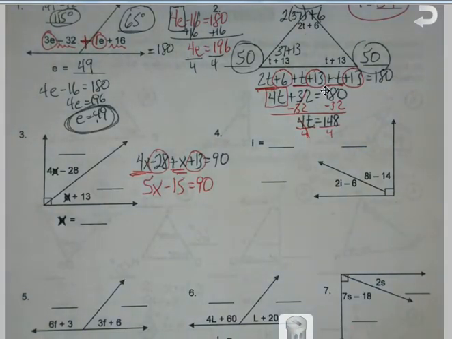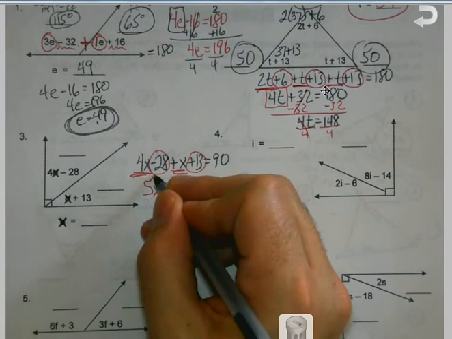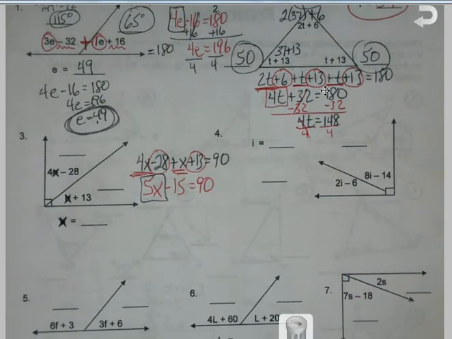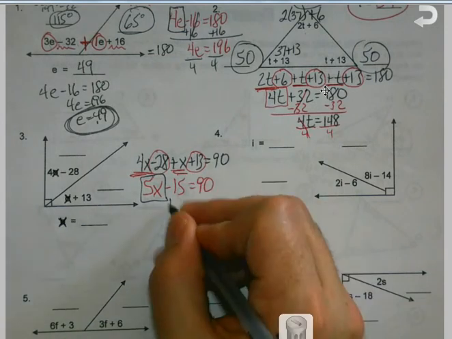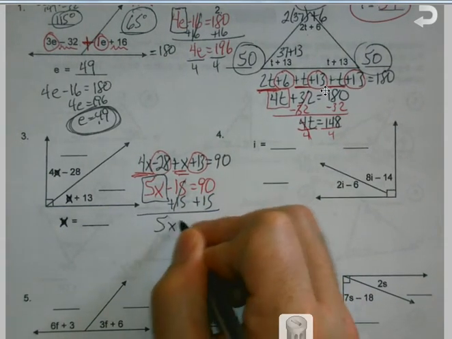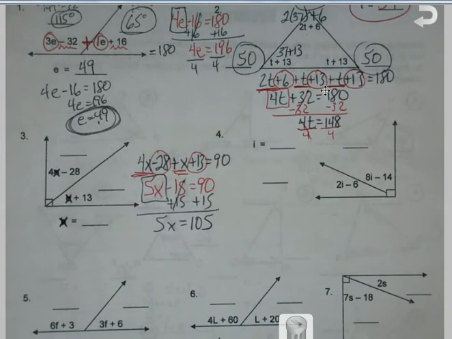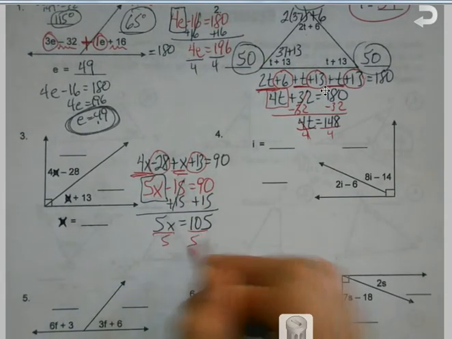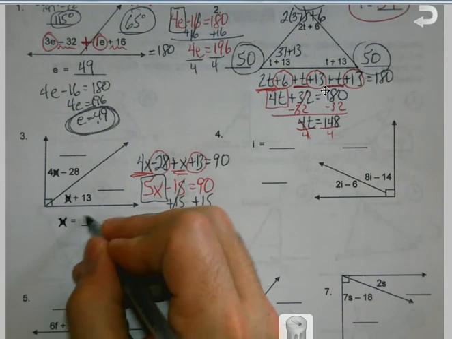And now again, we're back into doing what we do, which for some of you is doing this, and for some of you is going back. Plus 15. All right. Angles 105, divided by 5, equals 21.